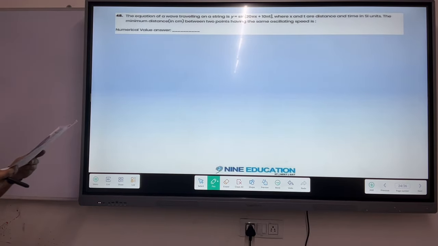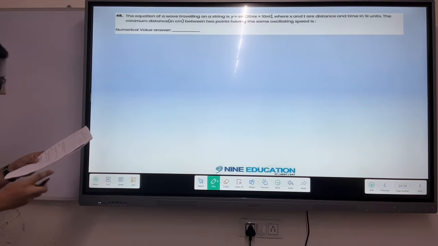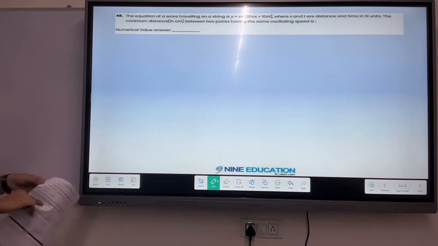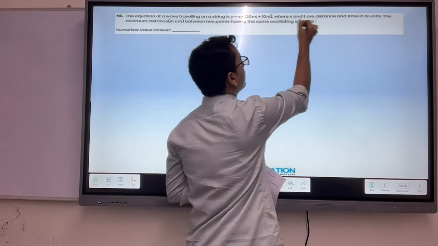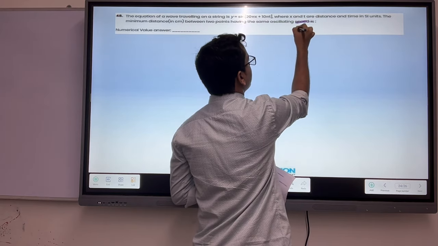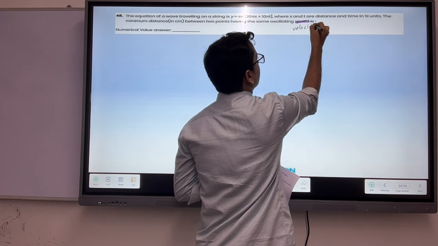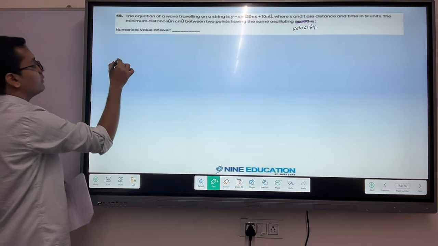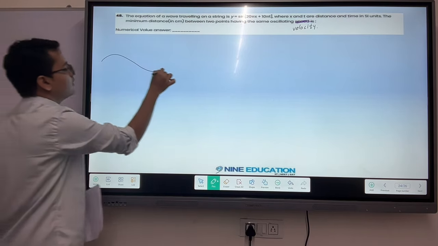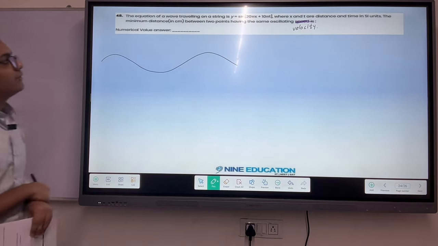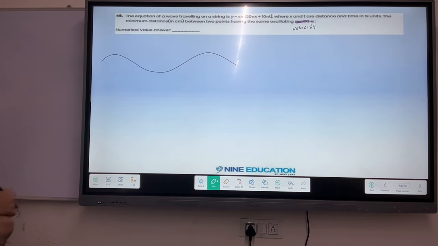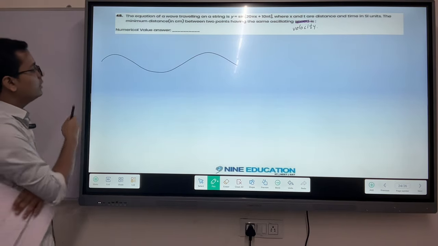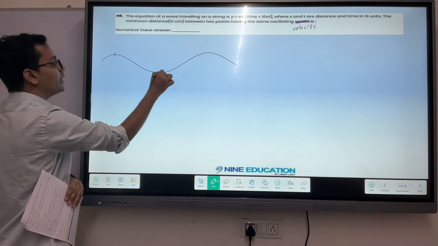The equation of the wave is given to you. You have to find the minimum distance between the 2 points having same oscillating velocity. This is not speed. This should be velocity. Okay. So let's say this type of equation is there. If you want to find the same oscillating velocity, what you can think of? You can think of these extreme points.